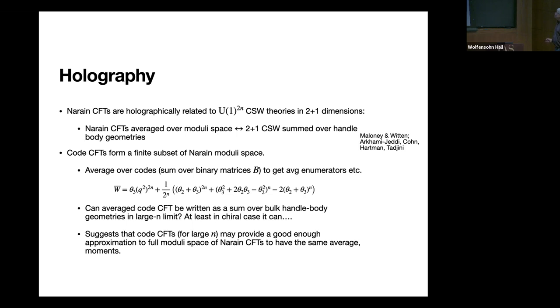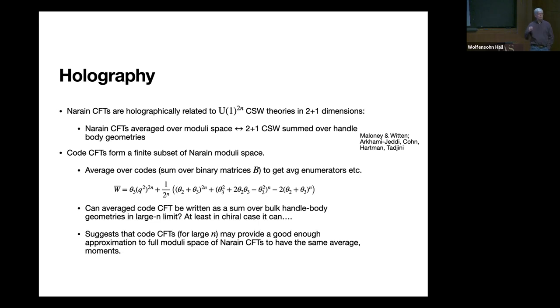All right, so maybe I should retract this statement. Let me just add, some people believe that Narain CFTs are holographically related to Abelian Chern-Simons theories in 2+1 dimensions, and some people don't believe it. But in any case, the observation of these folks is that the Narain CFTs averaged over moduli space give you something that looks like a sum over handlebodies in 2+1 dimensions, and therefore suggestive of a gravitational interpretation.